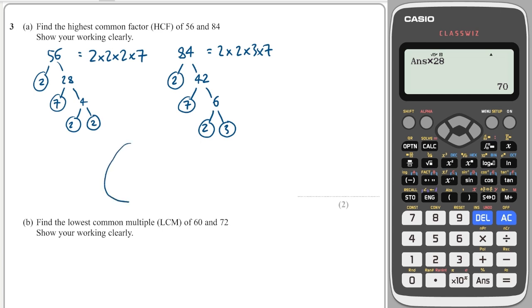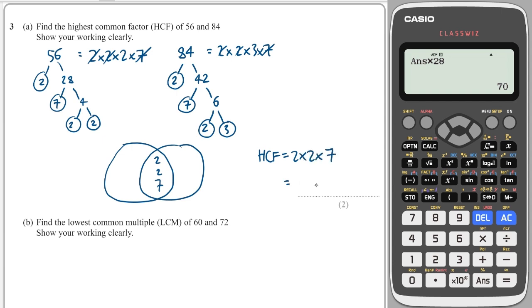We could draw a quick Venn diagram to find out all the factors they have in common. They both share a 2. They both share another 2. And they both share a 7. So those are the ones that are going to go in the middle. And to find the highest common factor, I just need to multiply all of the middle numbers together. So 2 times 2 times 7, which is 4 times 7, which is 28.